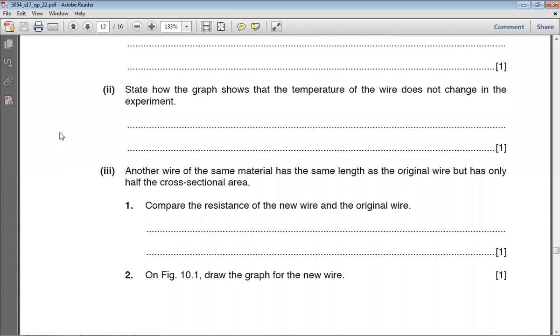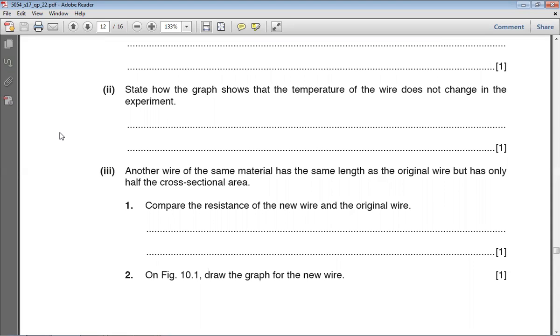Question number 10A, second part. It says, state how the graph shows that the temperature of the wire does not change in the experiment. You see, because the graph is a straight line, it has a constant gradient and is passing through the origin, that shows that the current and the voltage are directly proportional to each other, which means that they are obeying Ohm's law.